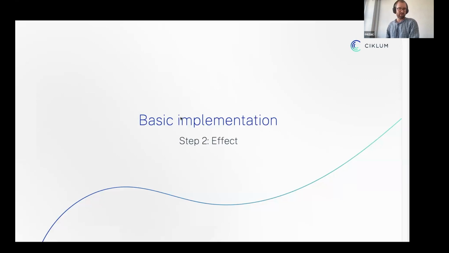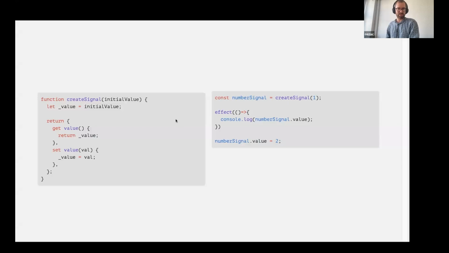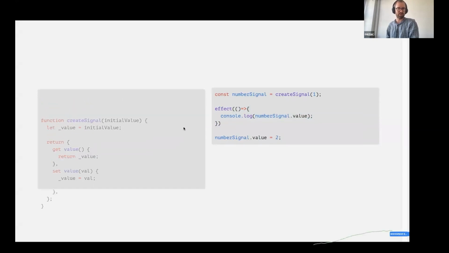We will implement an effect, and it will be obvious why the getters and setters are needed. On the left side, we have where we left on the screen before. On the right side, we have just as a helper the usage of the signal. So we create the signal, and now we are creating an effect.